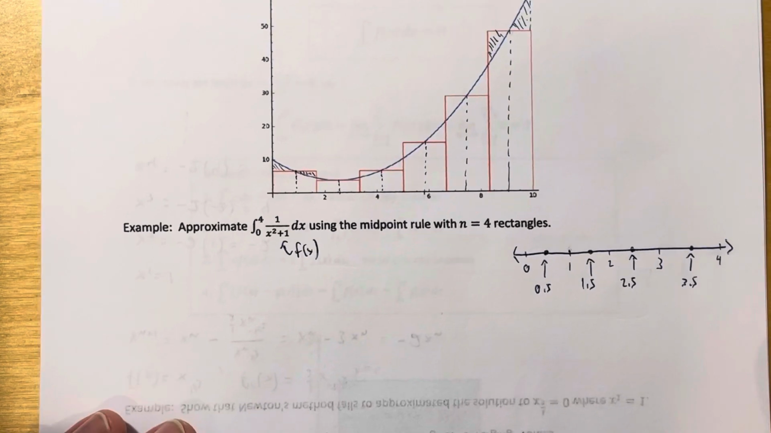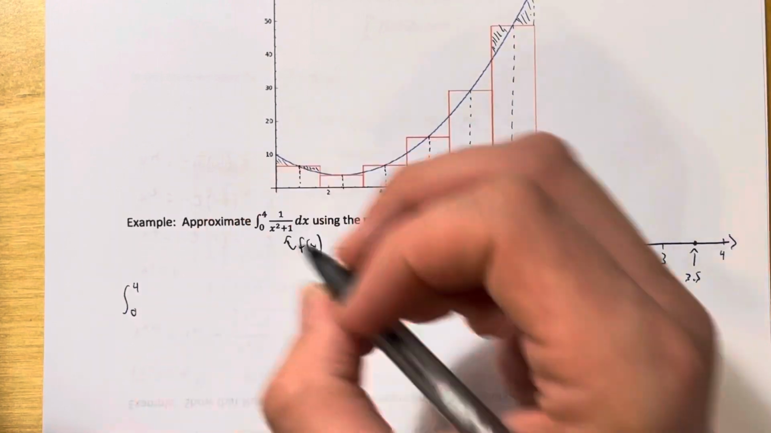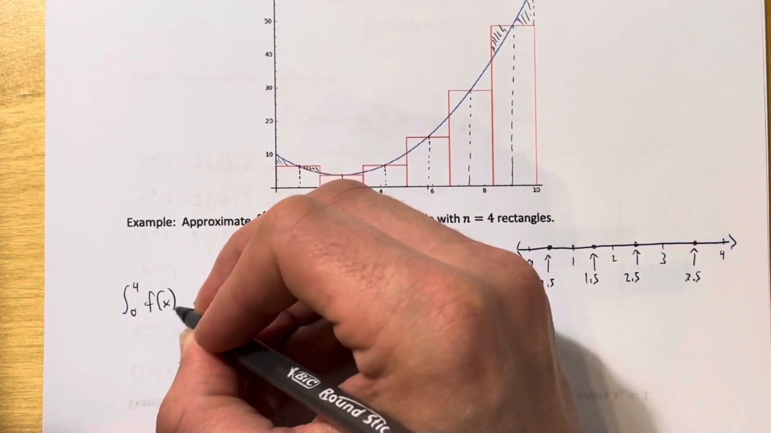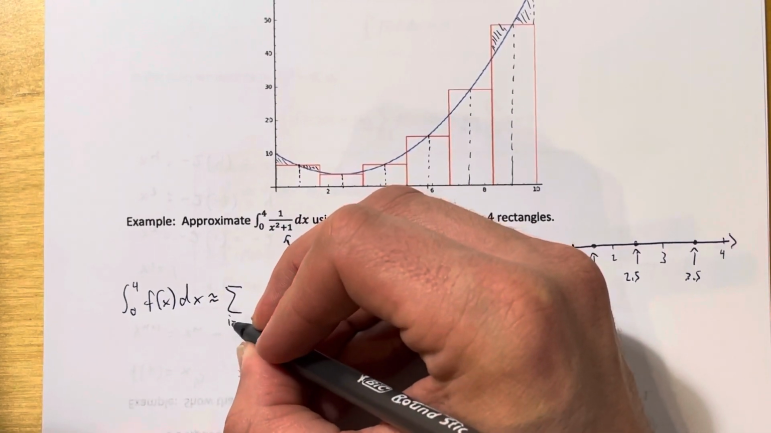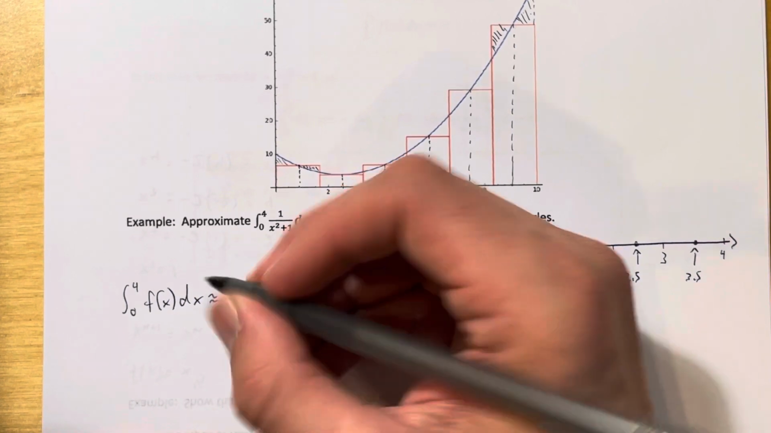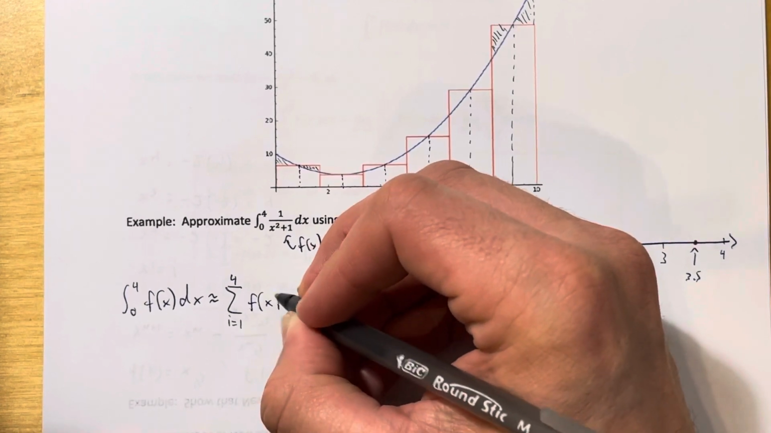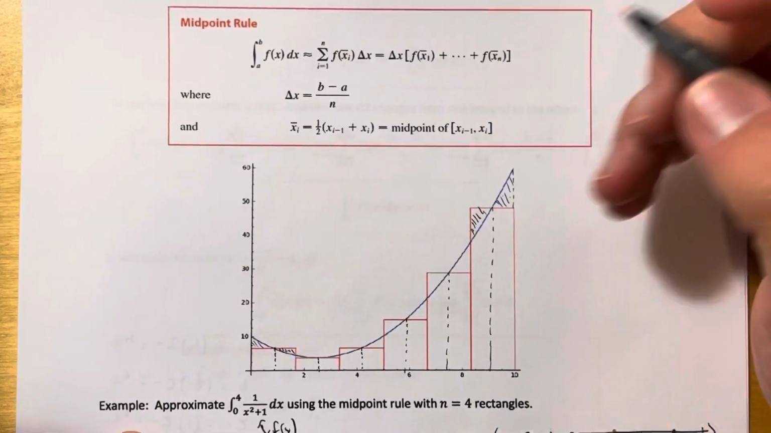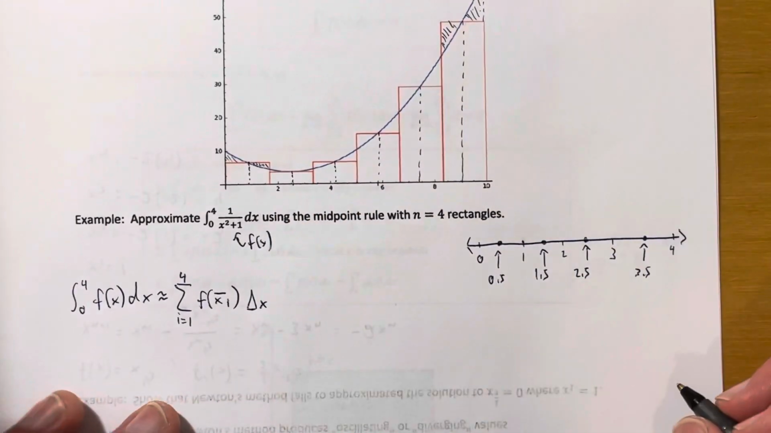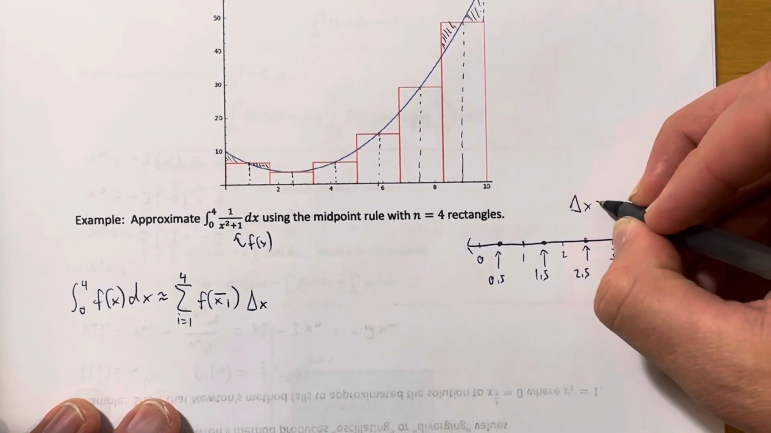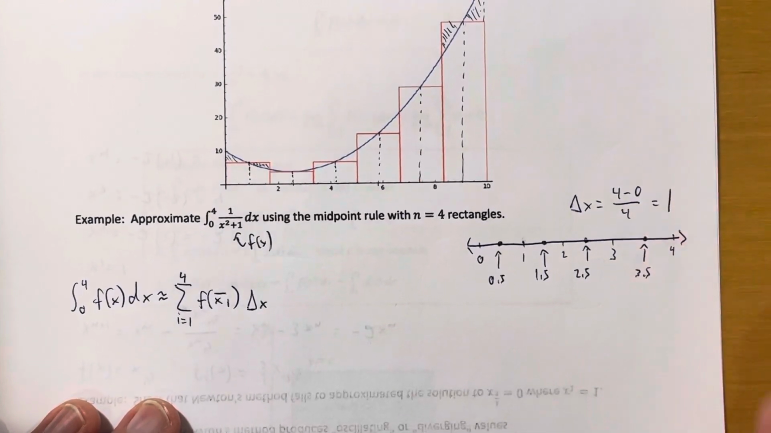Okay? So how then do I find this approximation using the midpoint rule? According to the midpoint rule, my integral from 0 to 4 of my function, I'm going to call this f of x for a second, f of x dx is approximately equal to the sum from i equals 1 to 4, in this case, of f of xi bar. The bar is the notation that we're using for the midpoint of an interval. Xi bar delta x. What is delta x in this case? Well, delta x is equal to 4 minus 0 over n, which is 4. So it's equal to 1. Okay?